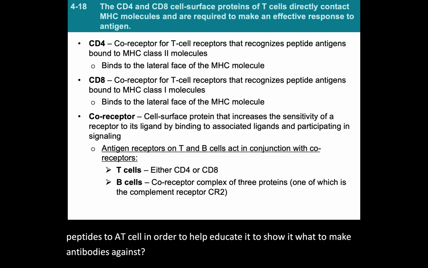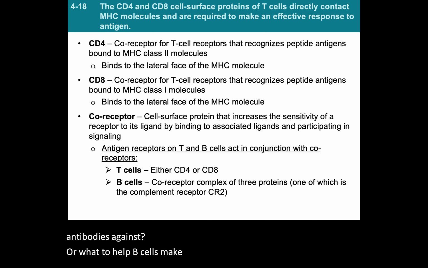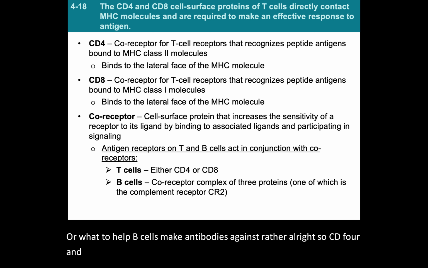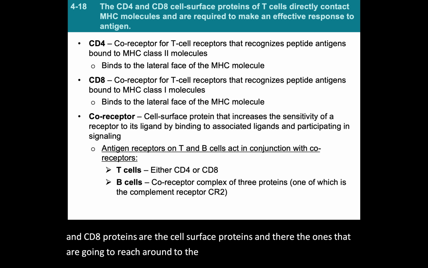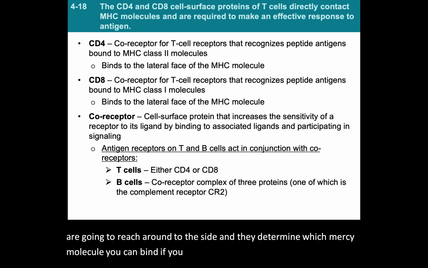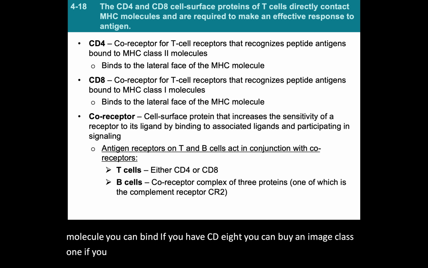Or what to help B cells make antibodies against, rather. All right. So CD4 and CD8 proteins are the cell surface proteins, and they're the ones that are going to reach around to the side, and they determine which MHC molecule you can bind. If you have CD8, you can bind MHC class 1. If you have CD4, you can bind MHC class 2.